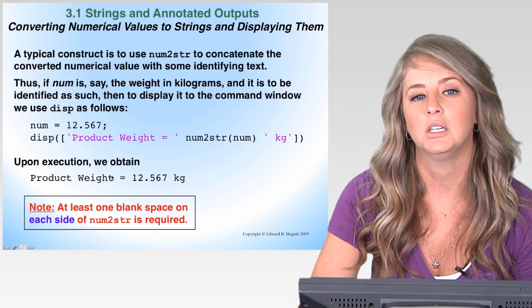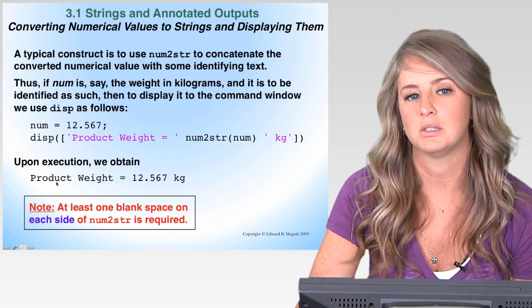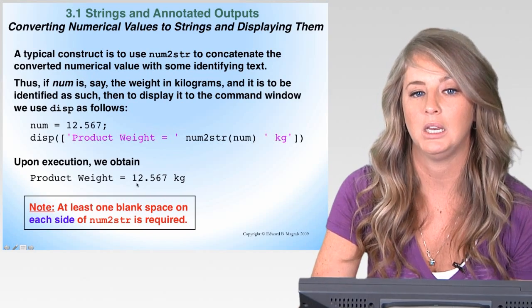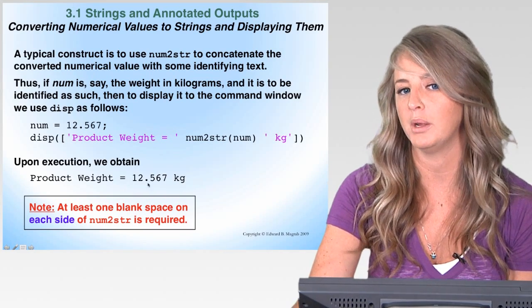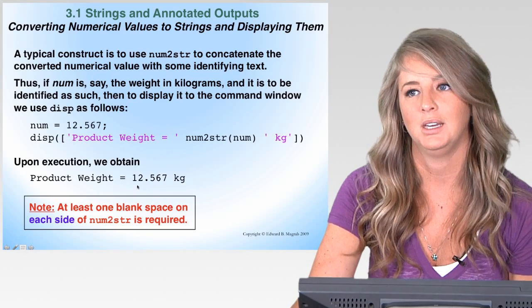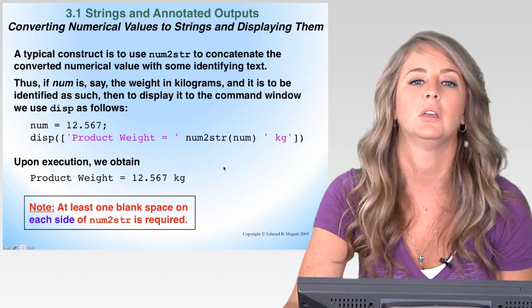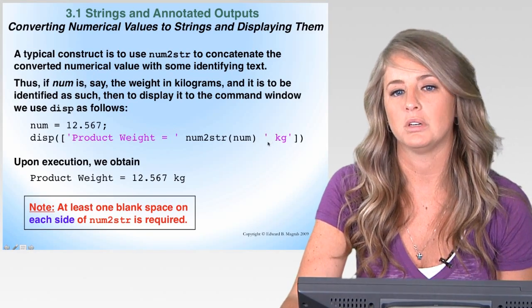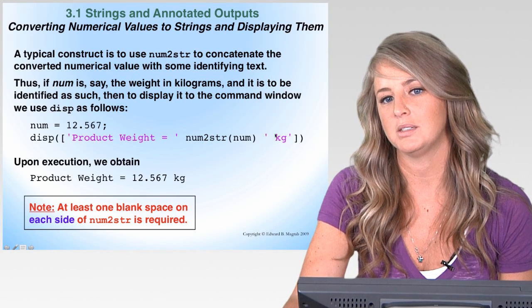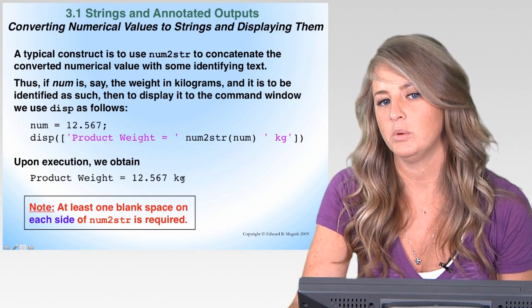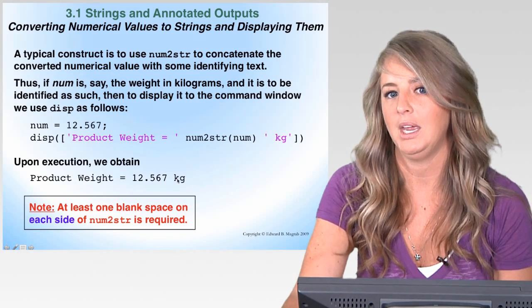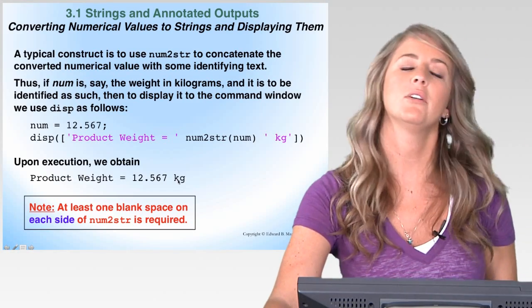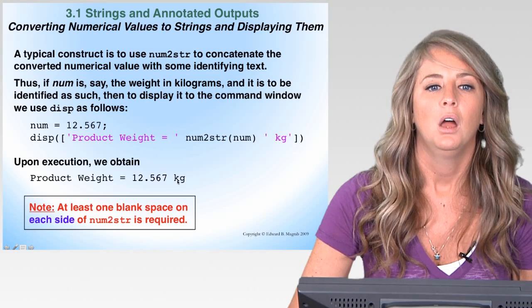And so when we execute the code, we can now see that it's going to spit out for us product weight equals 12.567 kilograms. So now our numerical value has been annotated to the command window, which is really convenient. Another thing to notice here is there's this little blank space right here, and that was used to create a space between this number 7 and the K there, just for clarity. Of course, you don't have to do that, but you can.